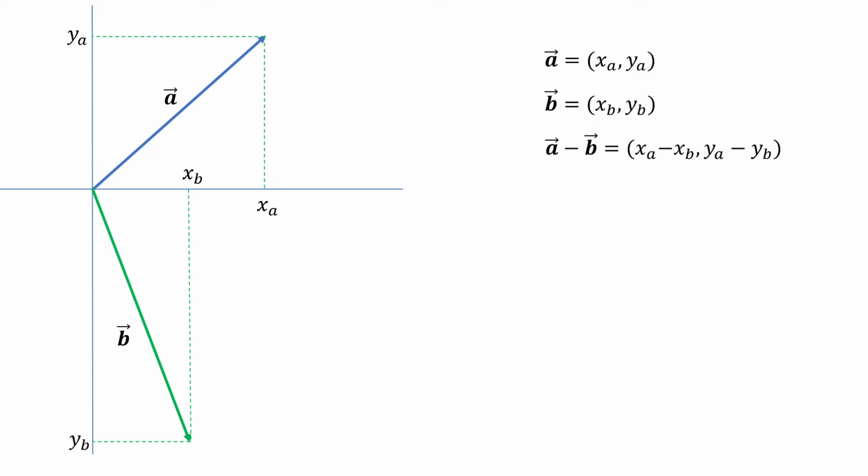Let's look at the subtraction of two vectors. What you see on the right is basically the definition, how we define subtraction. We subtract coordinates of the vectors. What we're going to do here is look at this red vector, okay?